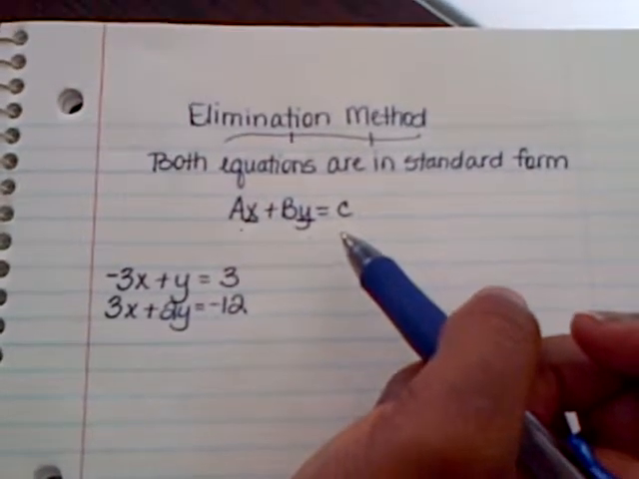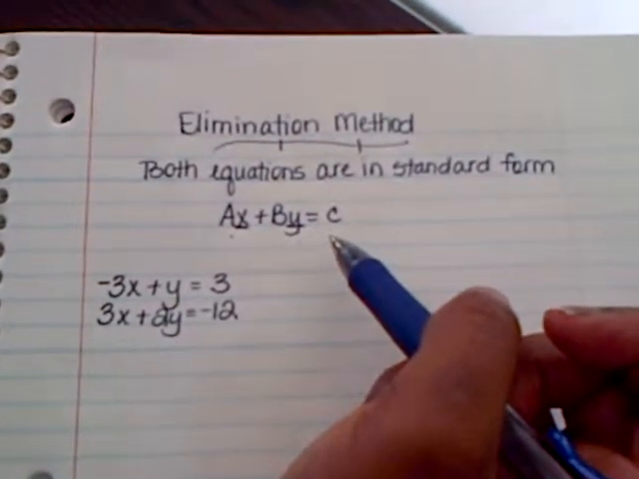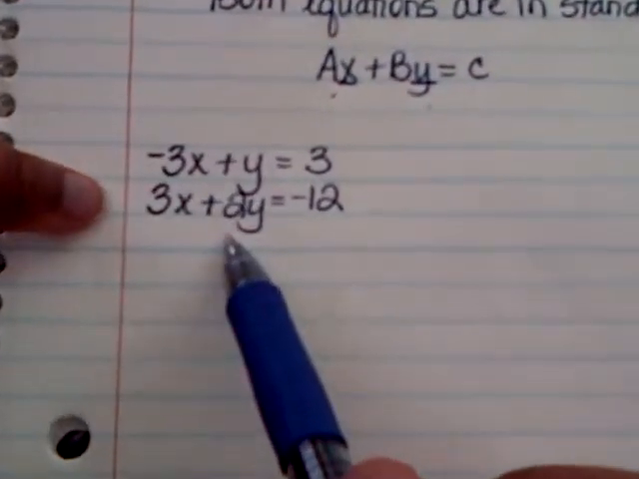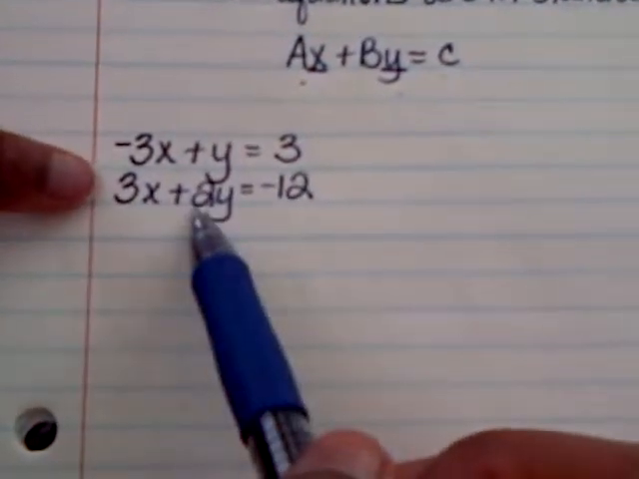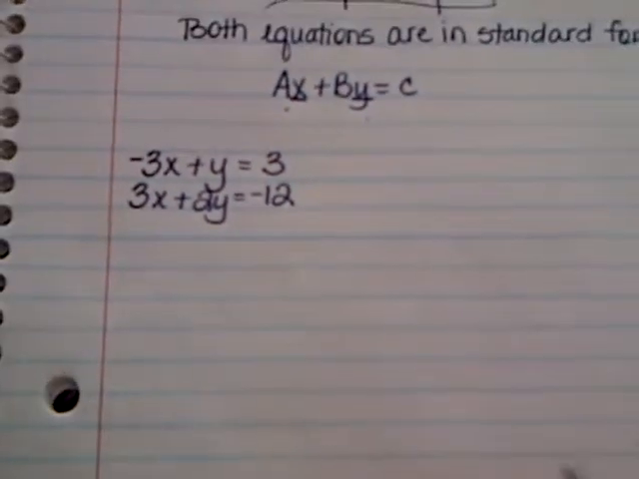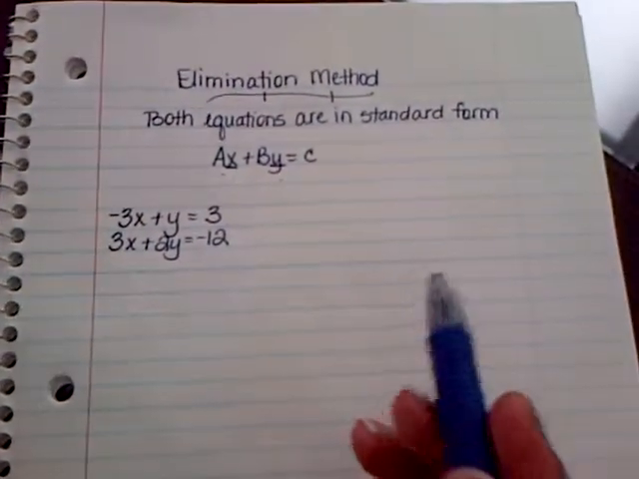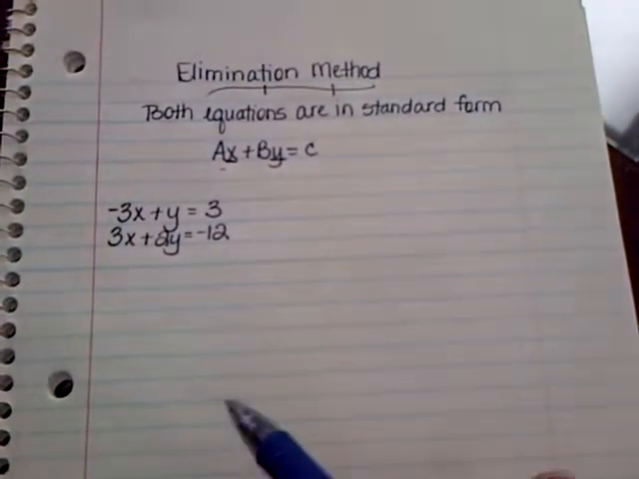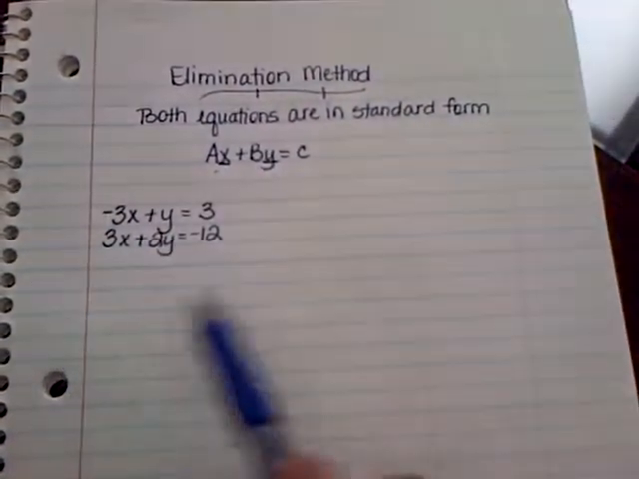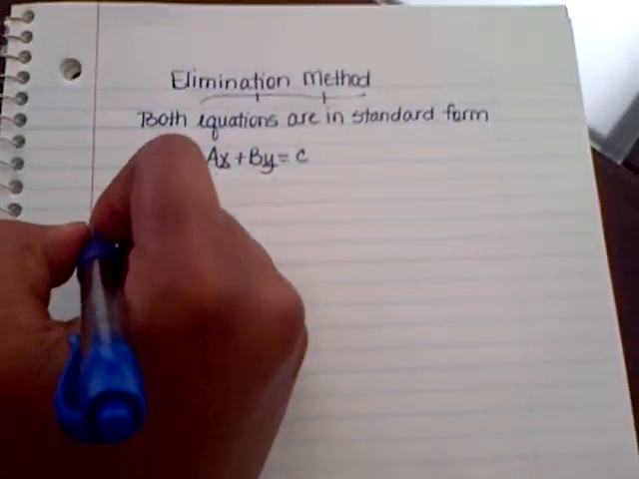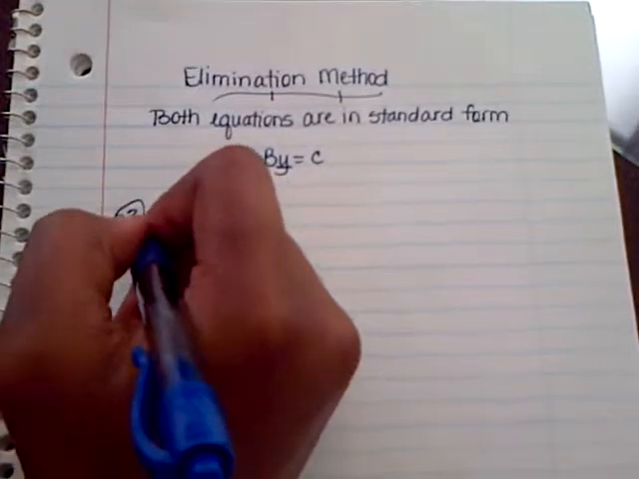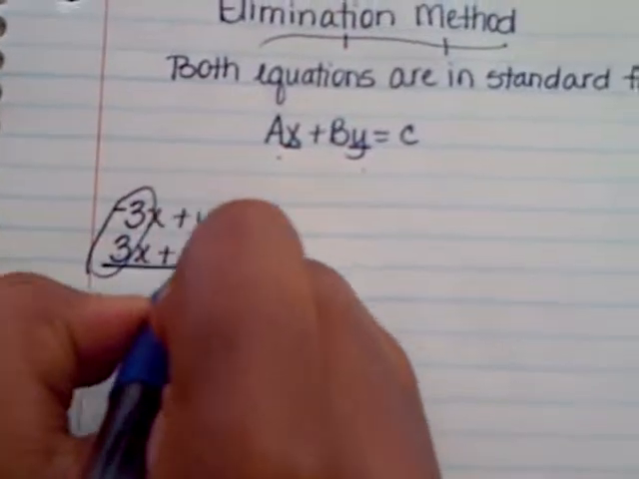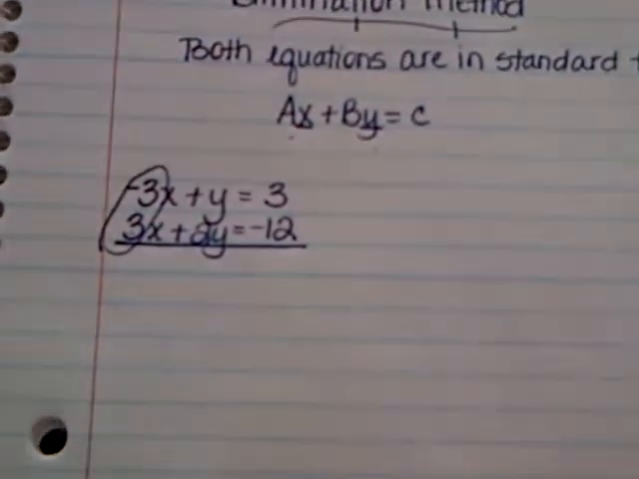Now, the purpose of elimination is to get rid of one of the variables in the two equations. If you look at our example, both of our equations are in standard form: A, B, C, A, B, C. To get rid of one of our variables, they have to have the same coefficient, which is the number in front of the variable, but the signs have to be opposite. Looking at this equation, we see already that our x coefficients are the same number but opposite signs. Once we see that, we don't have to do anything to the equation. We just want to add them together.